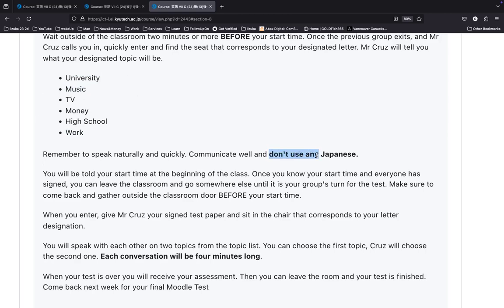Here's probably the most important point to keep in mind during this test: you cannot use any Japanese. If you use any Japanese, your score will go down, and you will have a group score. Everybody will have the same score, so you have to work together. You will not have individual scores. There will be one score, and if anyone speaks Japanese, everybody's score goes down. The score is out of 100. One word of Japanese, you go down 5 points. Please be careful about that. We'll talk about that a little bit later.